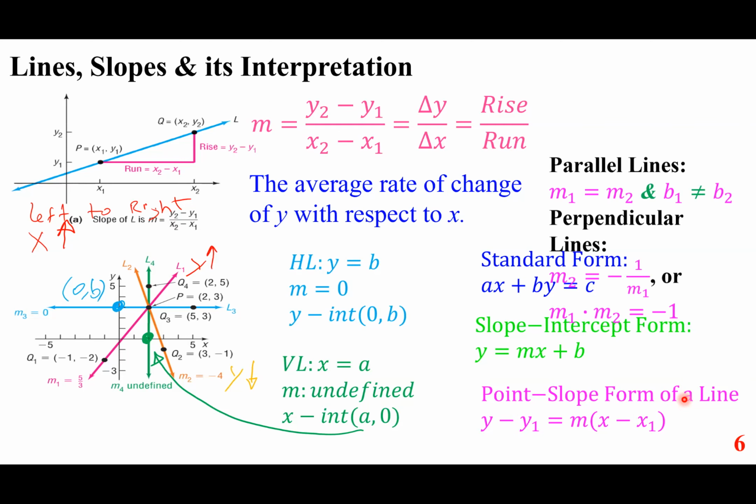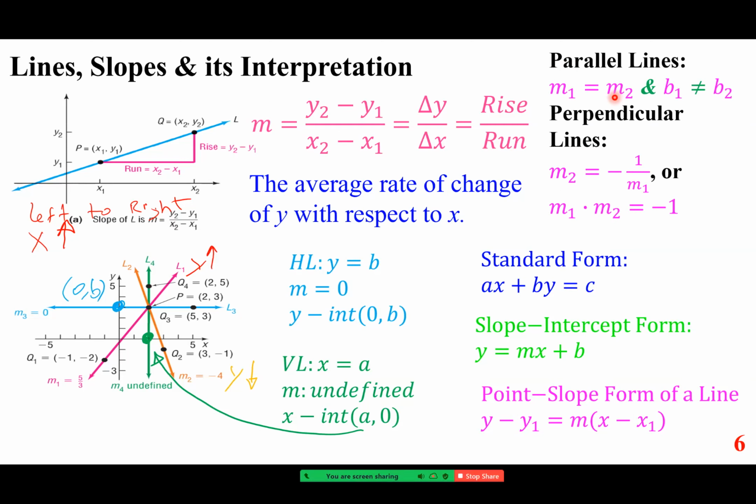So if two lines are parallel, they have equal slopes, different y-intercepts. If two lines are perpendicular, that means they make a 90-degree angle at the point of their intersection, where the relationship between their slopes is such that you can say m sub 2 is negative 1 over m sub 1, the negative reciprocal, or their product is negative 1.